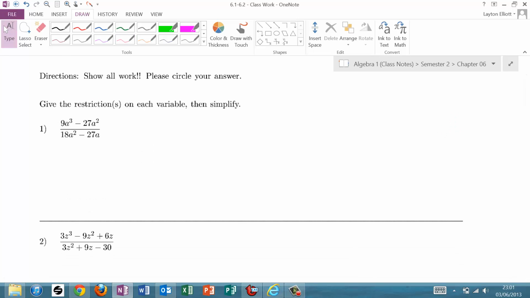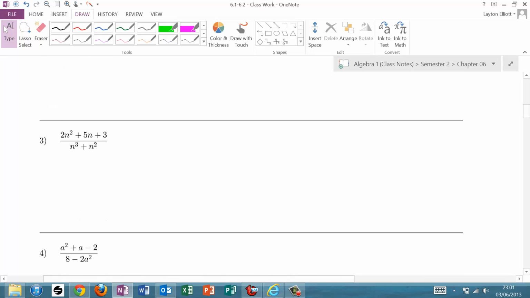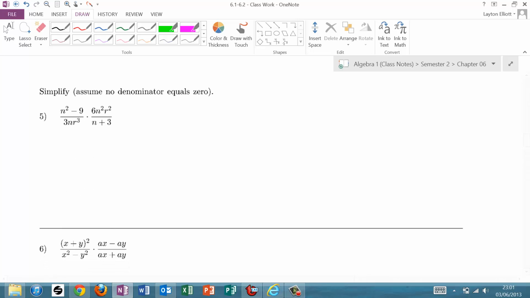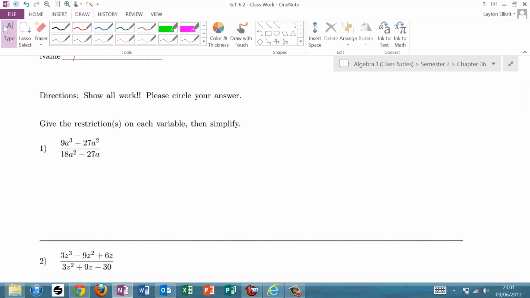Show all work. It's something we always do. But give a restriction on each variable and then simplify. So here's a little review of what we did before. But you'll notice as we keep flipping, the back side has some multiplication. So let's just warm up with a start. Factor first, then state restrictions, and then cancel.